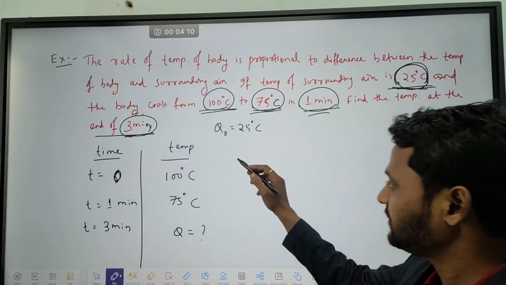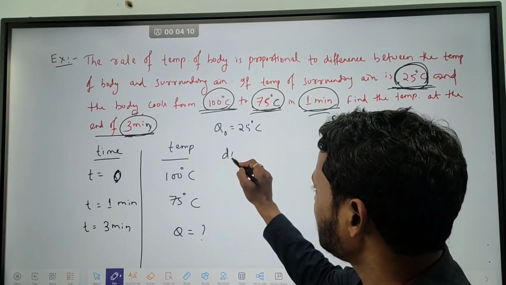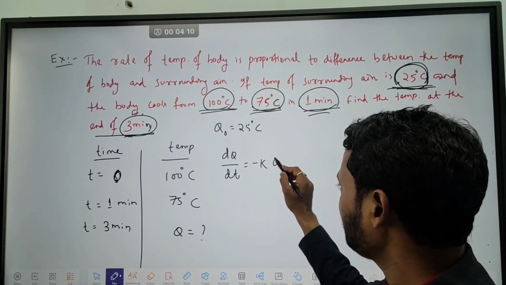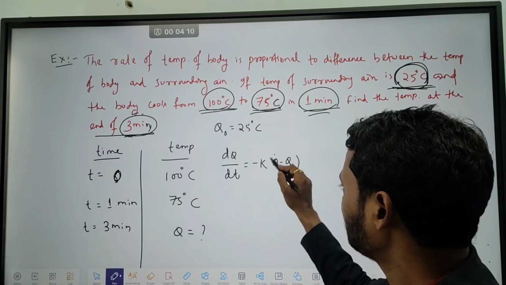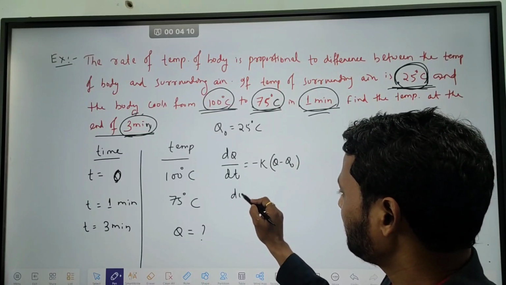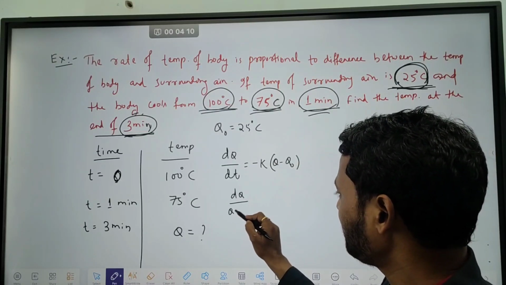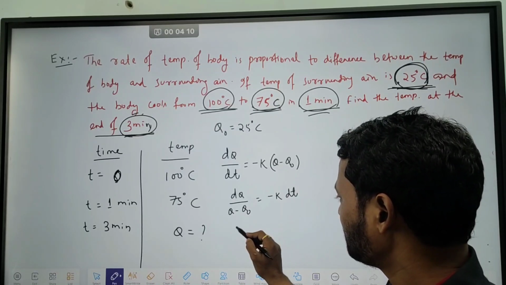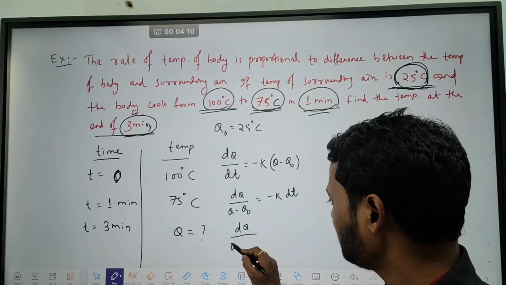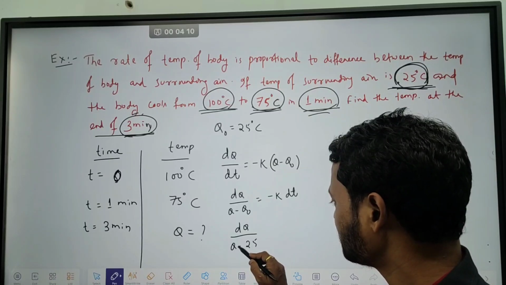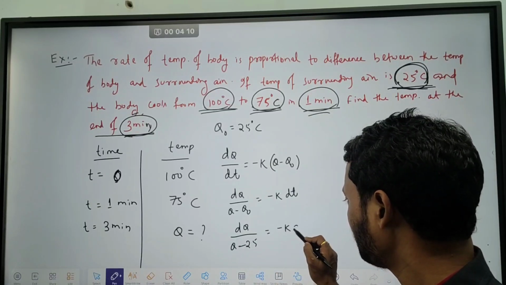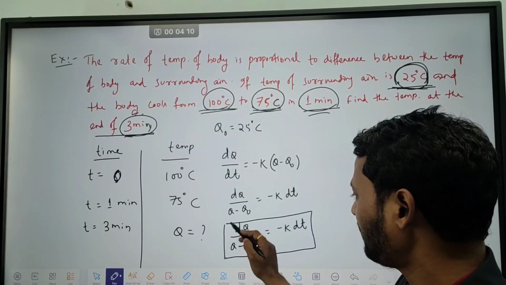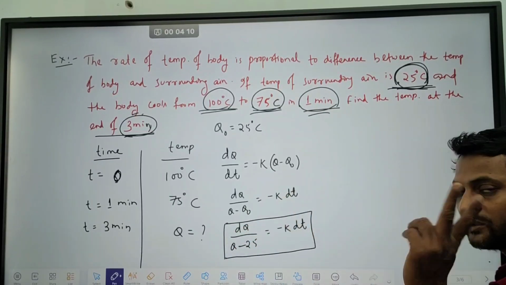As per Newton's law of cooling, what is the standard formula? d theta by dt equals minus k times theta minus theta naught. Understood? So here I can write d theta by theta minus theta naught equals minus k dt. Theta naught is 25 degrees Celsius, so d theta by theta minus 25 equals minus k dt. This is your primary equation. Now the point is you have to integrate this function two times.